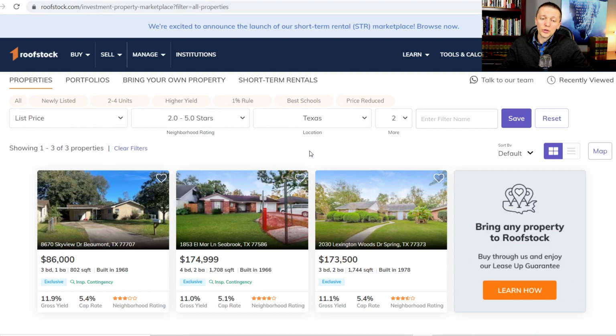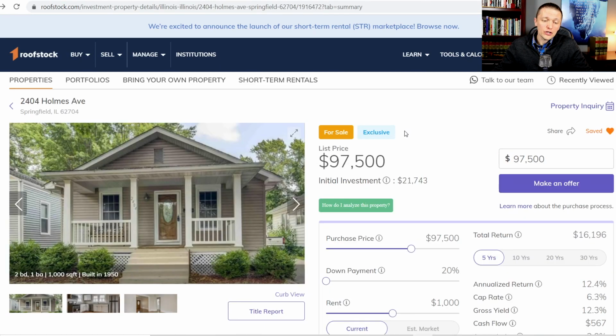The next thing I want to show you is how to do a deep dive analysis on individual properties. And the first property that I selected to show you guys is this property in Springfield, Illinois. It is a single family property with 2 bedrooms, 1 bathroom, 1,000 square feet, and it was built in 1950.